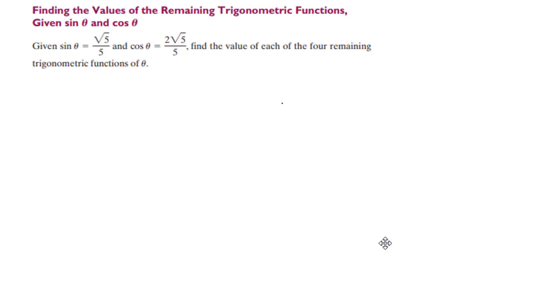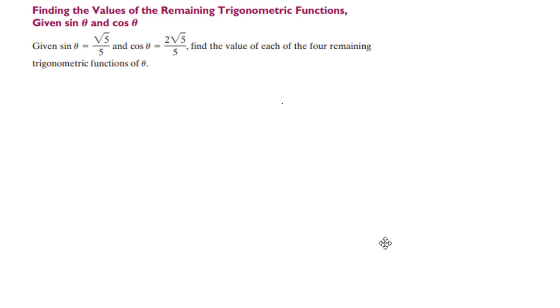Now let's do an exercise. Find the value of the remaining trigonometric functions given sine of theta and cosine of theta. Given sine of theta is equal to square root of 5 divided by 5, and cosine of theta is equal to 2 square root of 5 divided by 5. Find the value of each of the 4 remaining trigonometric functions of theta.